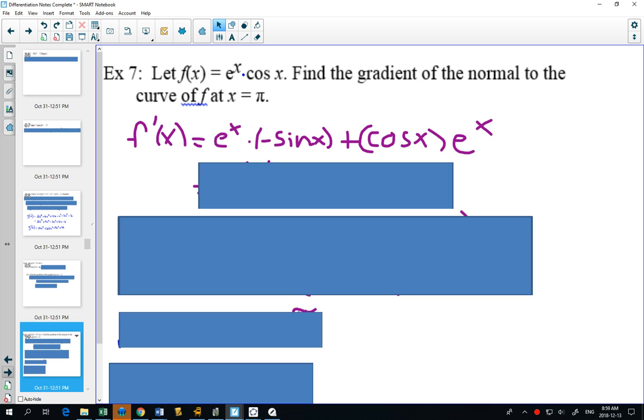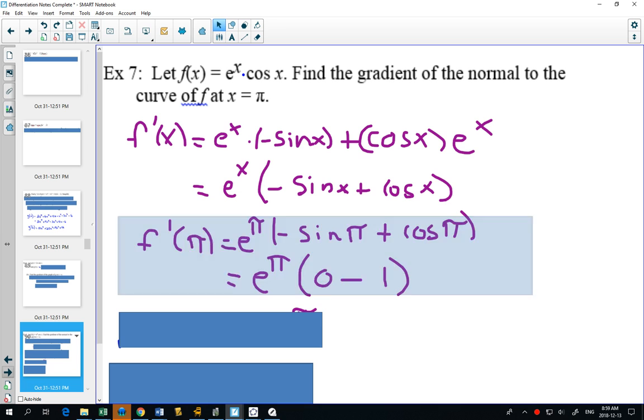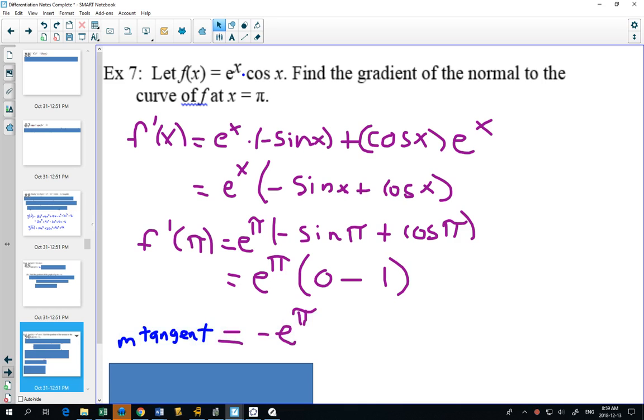Now, after taking the derivative, I noticed here that I have a common factor of e to the x. So I could factor that out. You wouldn't have to, but doing that just might make life a little bit easier when simplifying. When you plug in pi, well, sine of pi is 0, and cos of pi is -1. And so the derivative just becomes -e to the pi. That would be the slope of our tangent line.